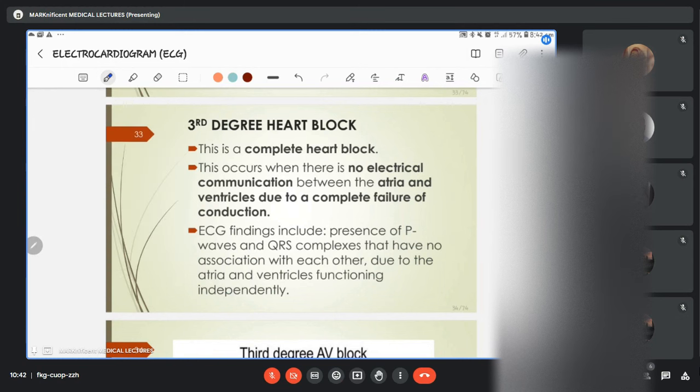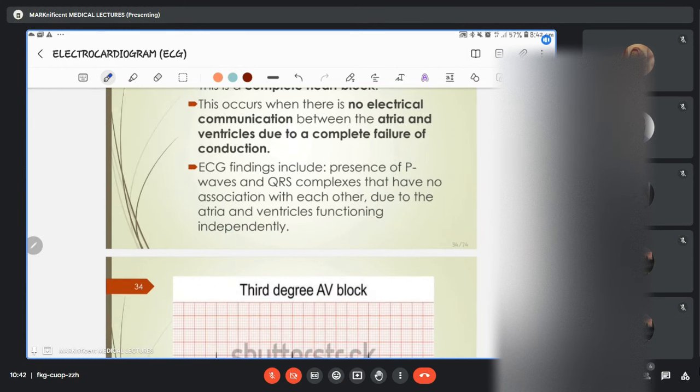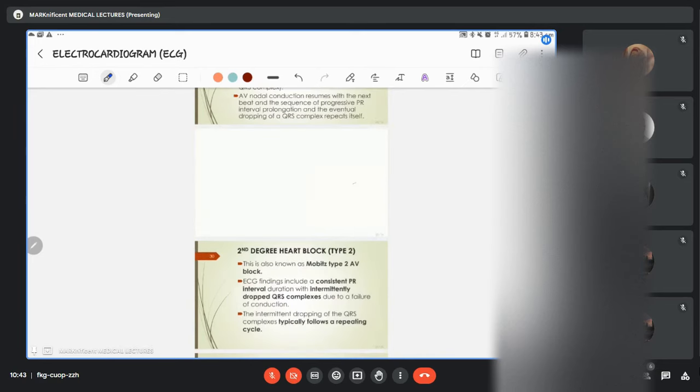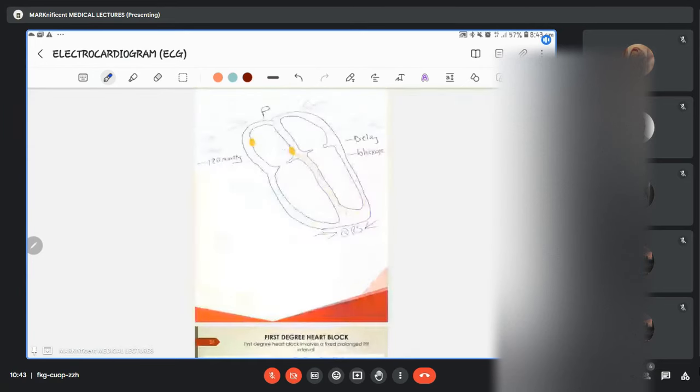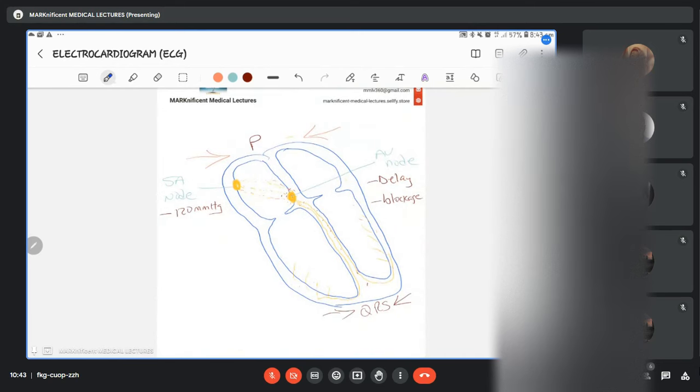So the ECG findings include presence of P waves and QRS complexes that have no association with each other due to the atria and ventricles functioning independently. Now, why are they functioning independently? I told you that the SA node generates the impulse, but then other impulses too can be generated. This is a way that the body compensates. This is like a compensatory activity.